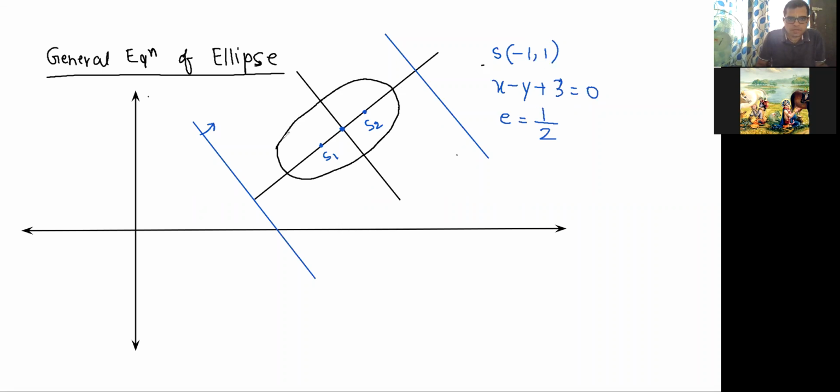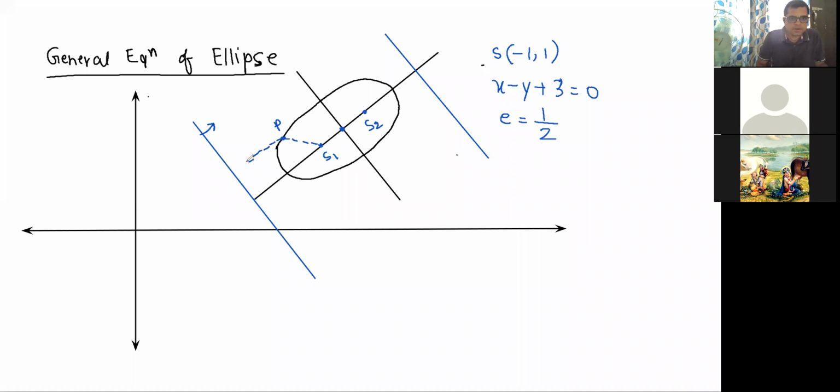Eccentricity: if you take any point on this ellipse, let's say this is a point P, then take its distance from the focus and its distance from the directrix, one of the directrix. So the ratio PS1 upon PM is equal to e, or eccentricity, and this is constant. This e is not variable. For a particular ellipse, it will be constant. What does it mean that it is constant?